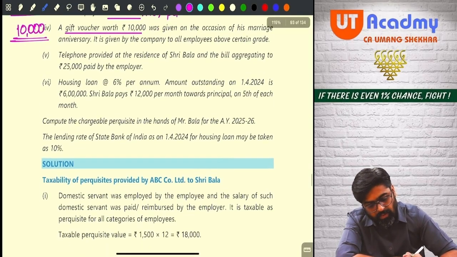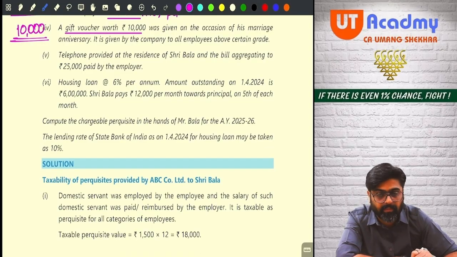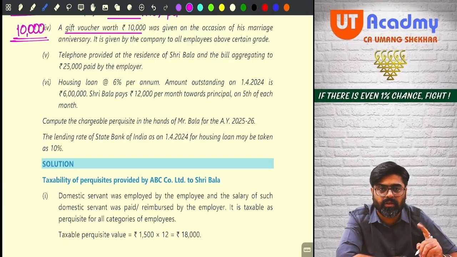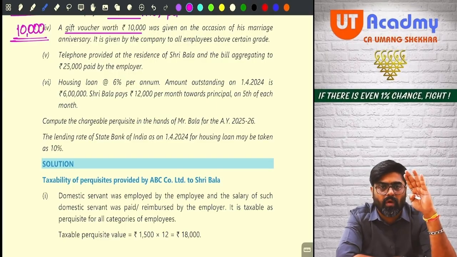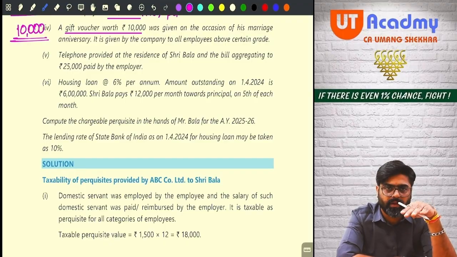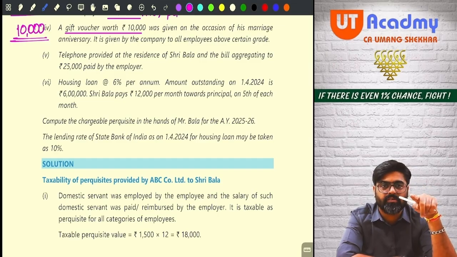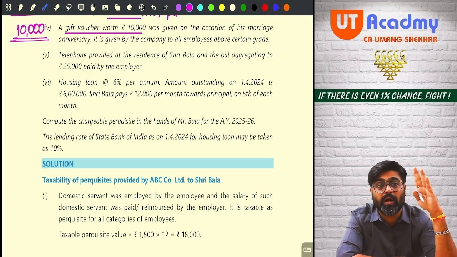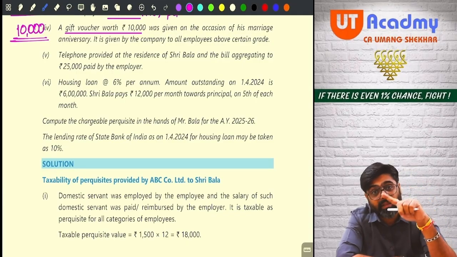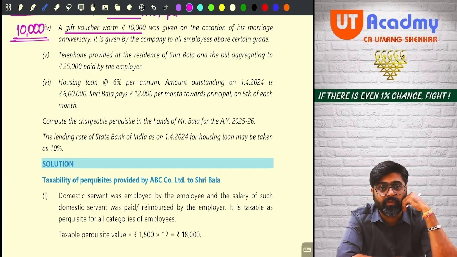Okay. The telephone provided at the residence of Sri Bala and bills aggregating to 25,000 paid by the employer. Yesterday, we did one facility: all the notified perquisites benefit under clause 8. Interest benefit was there, credit card facility was there, club facility was there, gift was there. Last point was there: any other benefit, amenity, facility, yes or no? Even that is treated as perquisite in the hands of the employee. So this is any other benefit.